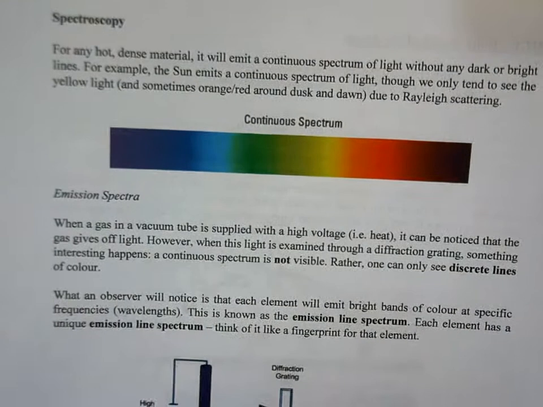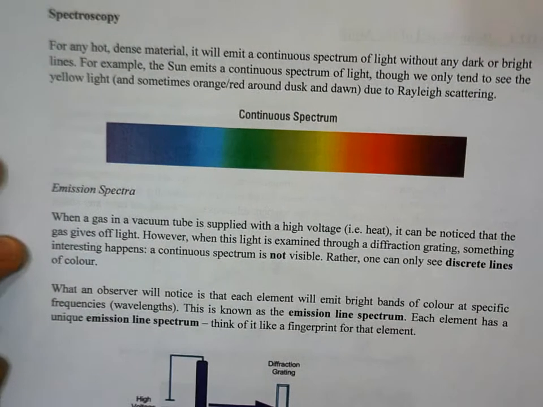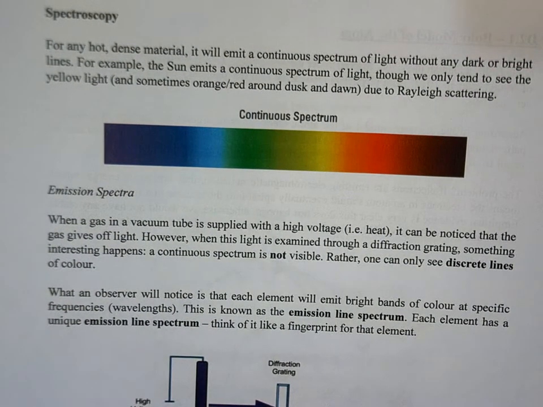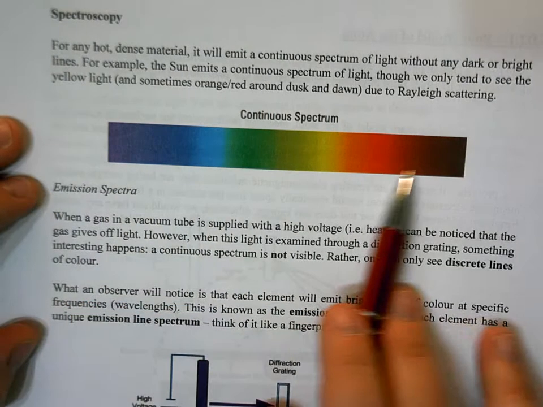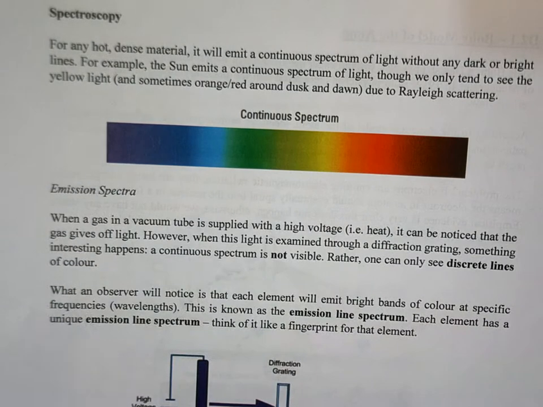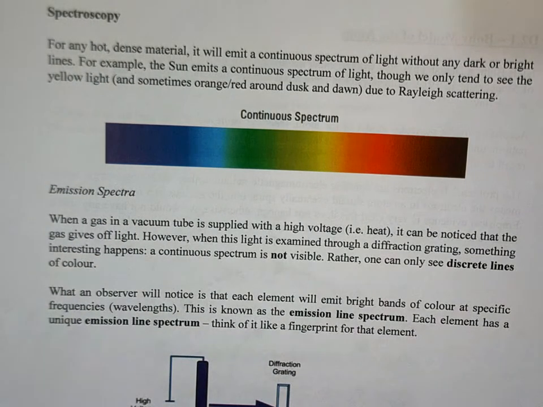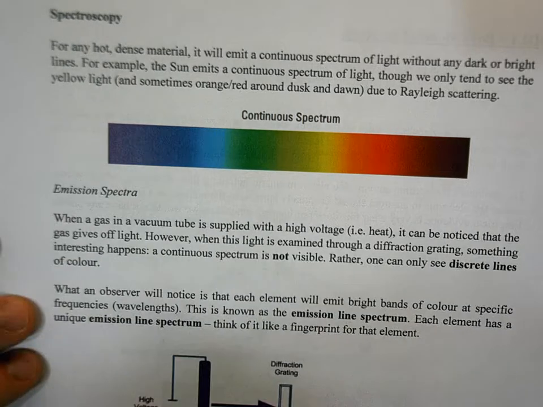Before we get into spectroscopy, we have to talk about the different types of spectra. Any hot, dense material is going to emit a continuous spectrum of light. What that means is we're just going to see all the colors in a continuum. For example, the sun itself emits a continuum of light. We only happen to see certain colors due to something called Rayleigh scattering.